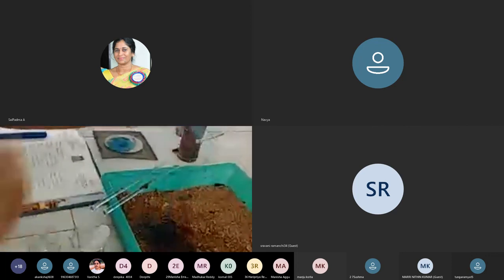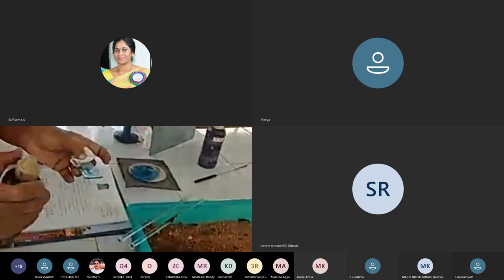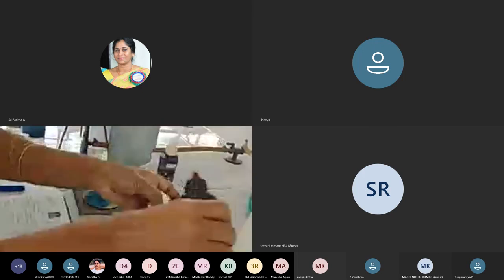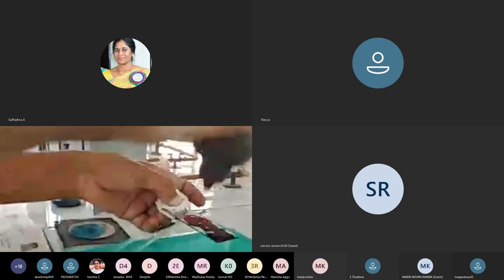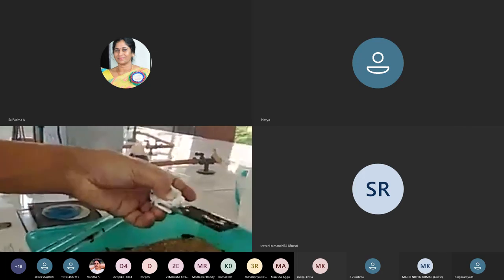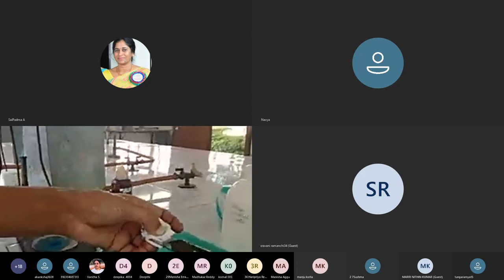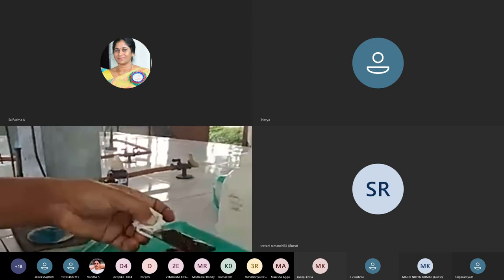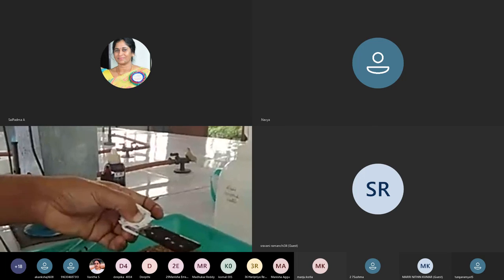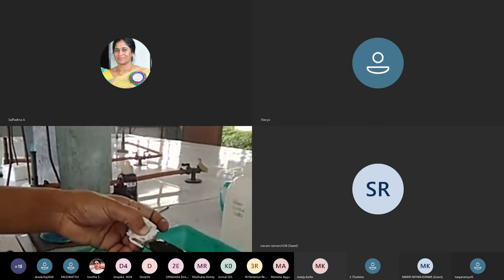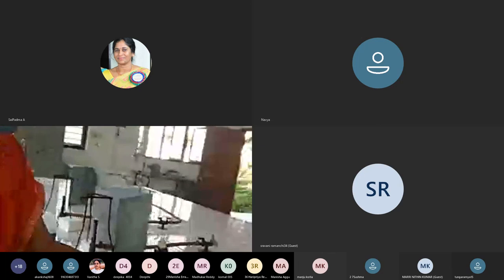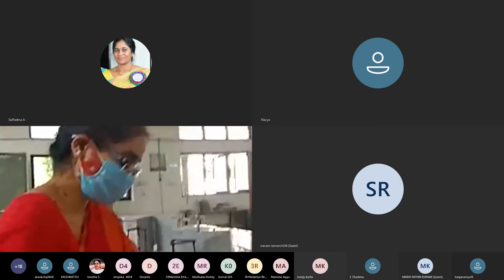Now we will add the counterstain, that is safranin. So this is safranin. Just flood it properly with safranin and give 1 or 2 minutes time for the stain to be taken up by the vegetative cells, or the cells which have released the spores, or the cells which have not yet formed the spores. Just 1 to 2 minutes. As I said earlier, as a counterstain we generally prefer to use safranin. It gives a contrasting color. Nicely we will flood it, and we will wash it with distilled water.